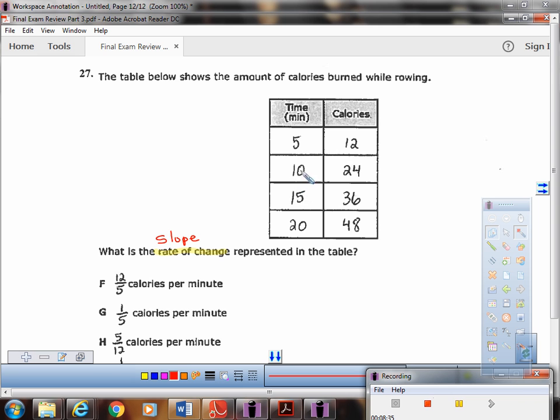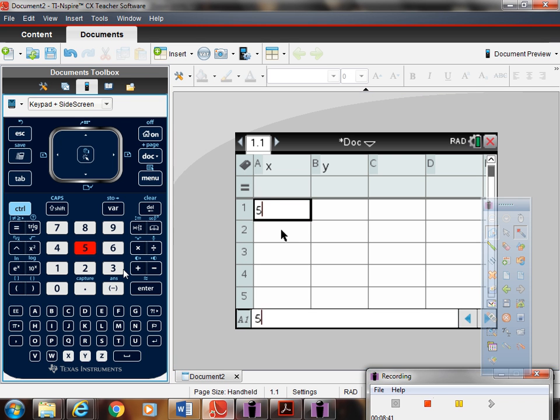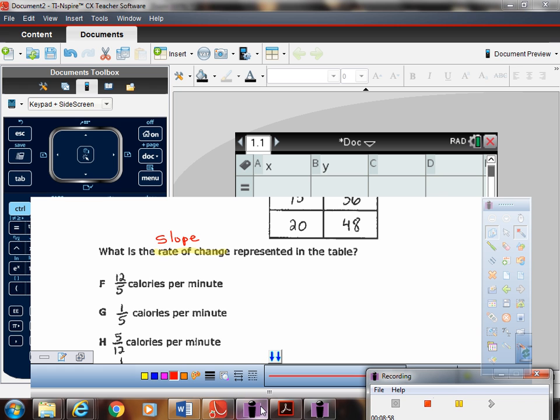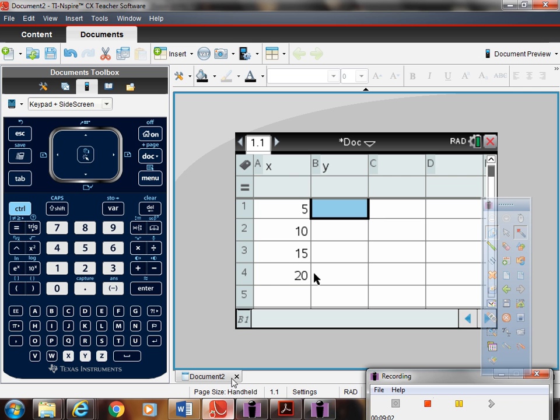Now, this one is 5, 10, 15, and 20. So, 5, enter, 10, enter, 15, and then 20. And make sure you enter on each one. Sometimes you forget to enter and it won't accept it. It'll give you that message again. So then 12, 24, 36, and 48.